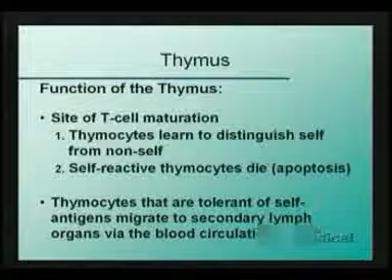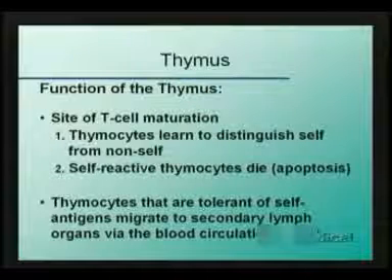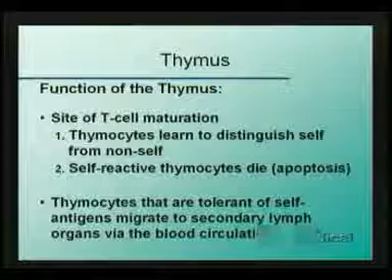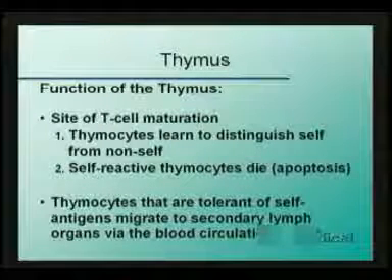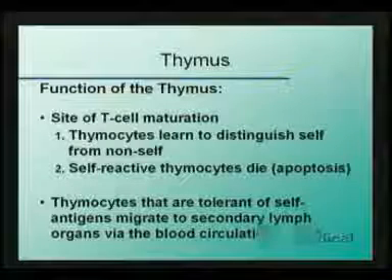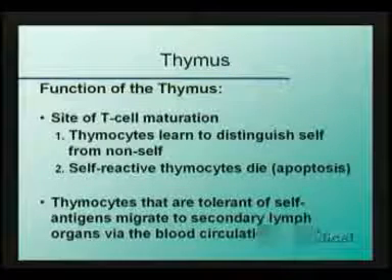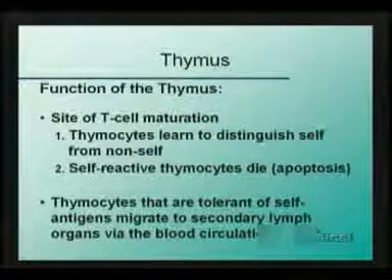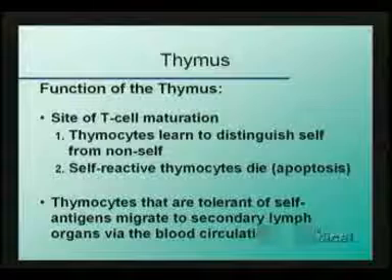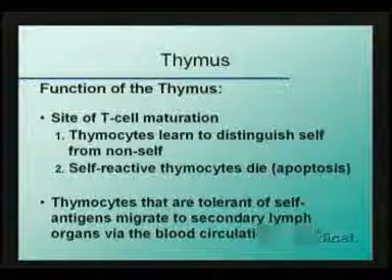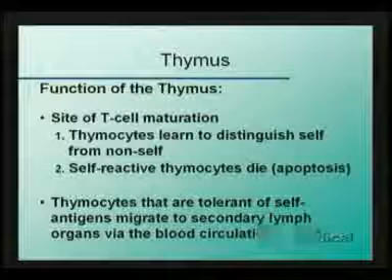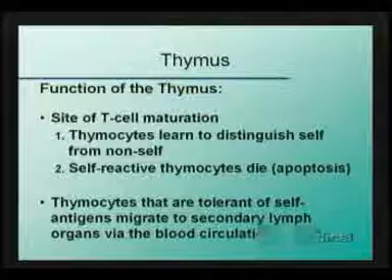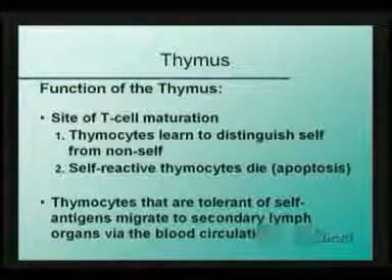The functions of the thymus, particularly in the cortex, include being a site of T cell maturation where the thymocytes learn to distinguish self from non-self. Only the thymocytes that are tolerant of self-antigens are selected and allowed to migrate down to the medulla, and to pass out of the thymus into secondary lymphatic organs via the vascular circulation. The self-reactive thymocytes, which will be the majority of the thymocytes, die through programmed cell death, or apoptosis.